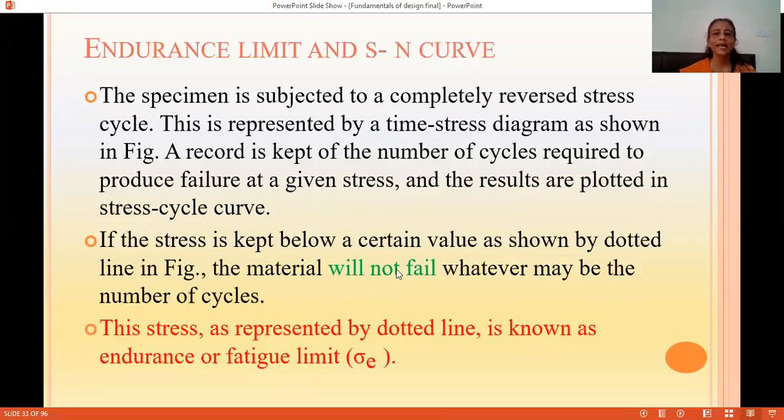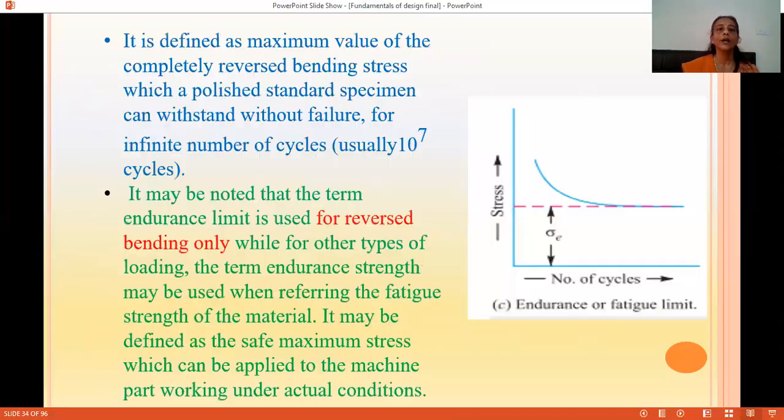If the stress is kept below a certain value, as we will see in the next diagram, which is shown by a dotted line, that represents a limit up to which the material will never fail, whatever the number of cycles. The dotted line represents the stress limit value, and that limit is known as the endurance limit. So here, this dotted line is representing the endurance limit.